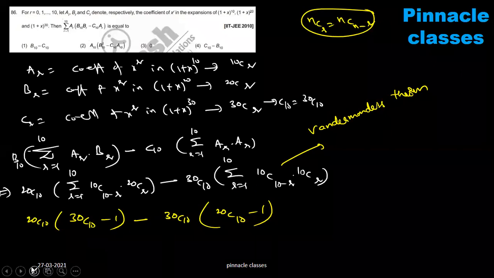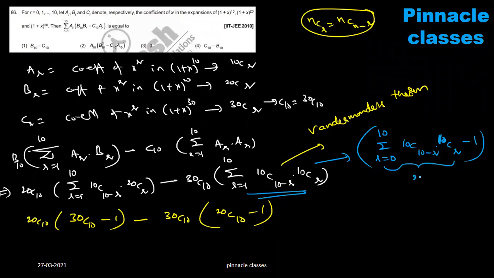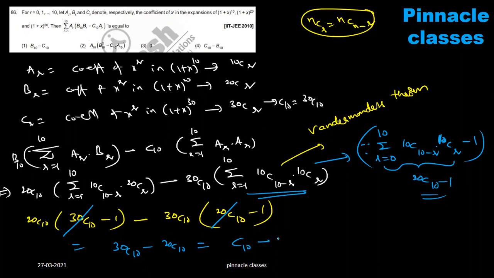So I'm writing one more step for you. See carefully. Take this one: sigma r from 0 to 10, 10C(10 minus r), 10Cr minus 1, that is the meaning. Now how much is this value? Using Vandermonde's theorem, 20C10 minus 1, that is the answer. Verification: simplify, these two terms are cancelled. What is the remaining? 30C10 minus 20C10. 30C10, that is C10, minus. Option is D.